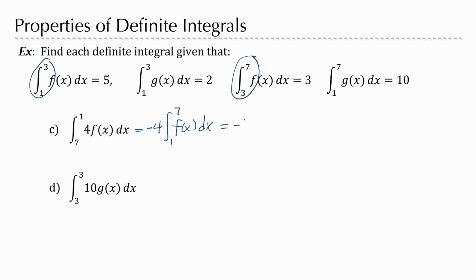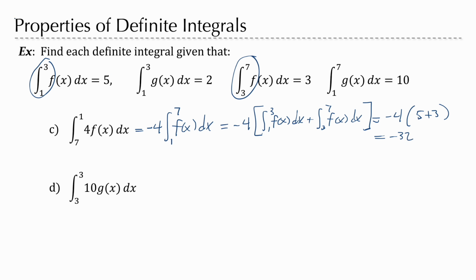So the way this is going to work is I'm going to take negative 4 times the integral from 1 to 3 under the graph of f, and then add on the integral from 3 to 7 under the graph of f. So when I put all those pieces together, because that is the information I know, I'm going to take negative 4 times our first area, which is 5, plus the area from 3 to 7, which is 3. So in this case, it works out to be negative 32.